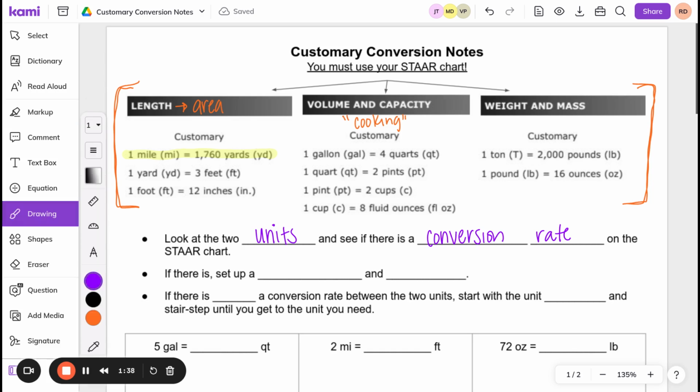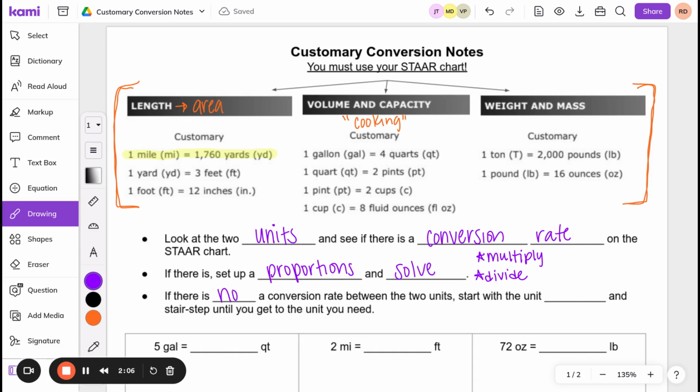So if it's there, you're going to set up those proportions and solve. Since we're solving proportions, those are equivalent ratios. That means you are only allowed to multiply or divide when solving these problems. Okay, and so that reminder, whatever we do to the bottom, we must do to the top. That's how they stay equivalent.